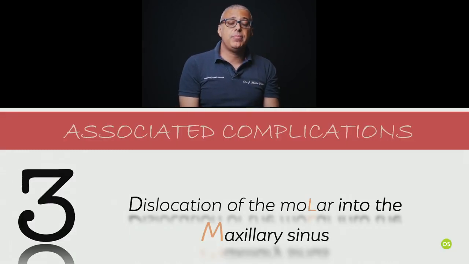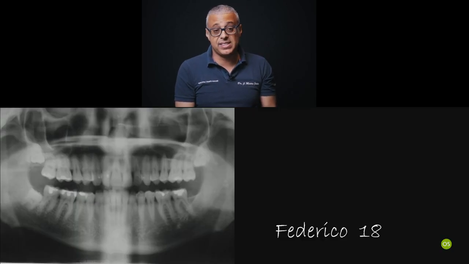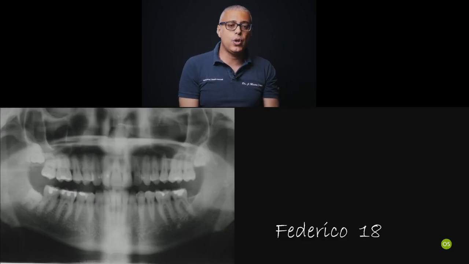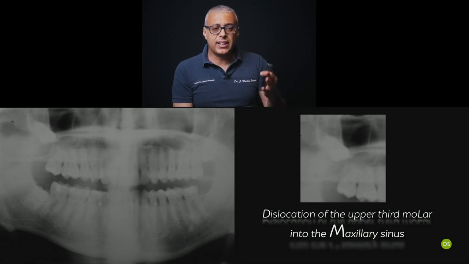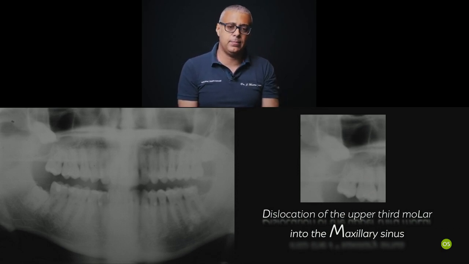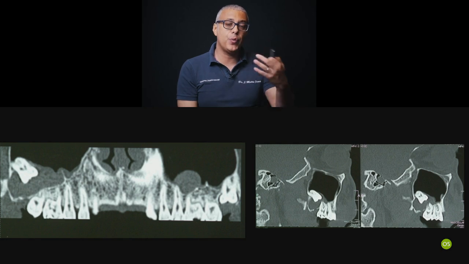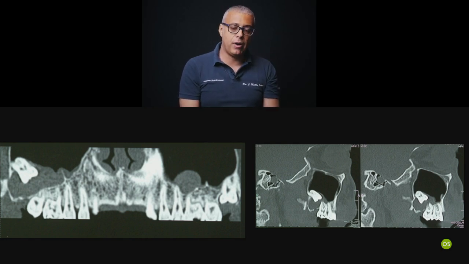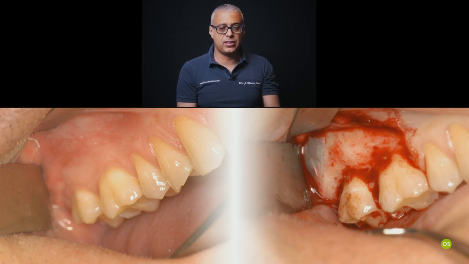Another problem is the possibility of dislocating the upper third molars into the maxillary sinus. We see a case here where Federico has a 1.8 tooth, an upper right third molar. We see here that the upper right third molar has been pushed into the maxillary sinus, and in order to remove the tooth and the inflammation of the sinus membrane, we decide to extract the tooth.